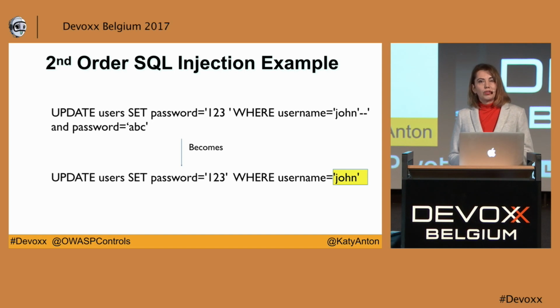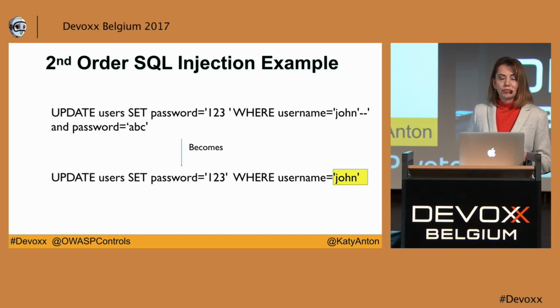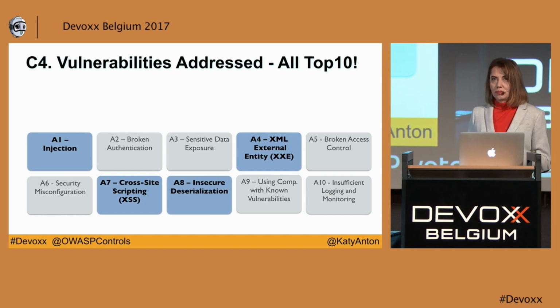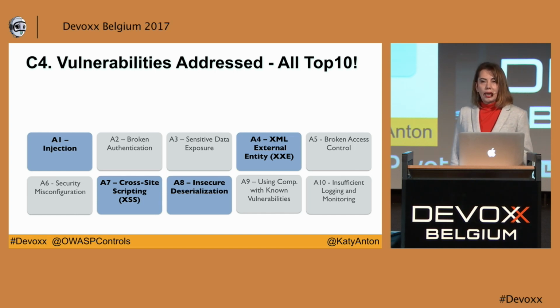The best defense for this is to validate the data, including the data that comes from the database. And validating all the data, including the data that comes from the database, can prevent injection, XML external entities, insecure deserialization, and cross-site scripting.